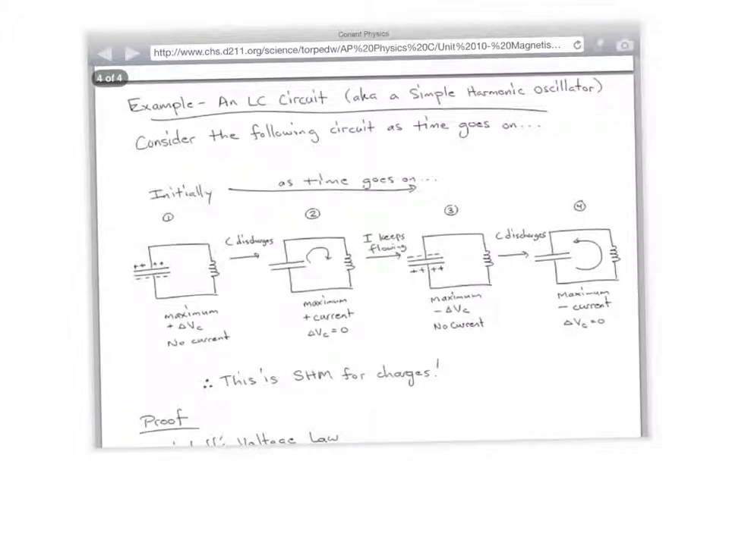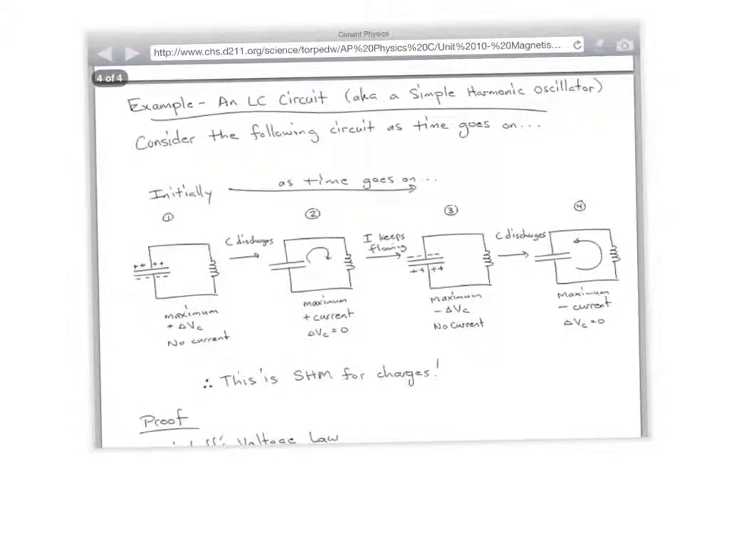Well, initially, what's the state of the circuit? Is there any current flowing initially? No, not at all. Is there any charge built up on the capacitor? Yes. So what's the charge on the capacitor going to do? It's going to try to equalize. So where's the positives got to go? The positives got to go through the wire, through the inductor, right?